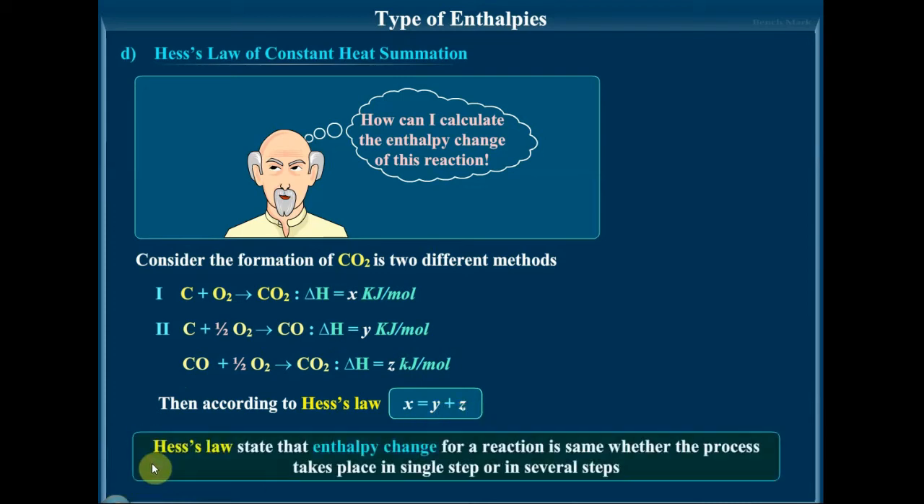So as the definition of Hess's law I had given earlier, here it is written in another way. Hess's law states that the enthalpy change for a reaction is the same whether the process takes place in a single step or in several steps. Both the definitions are the same. You can use any one definition for writing.